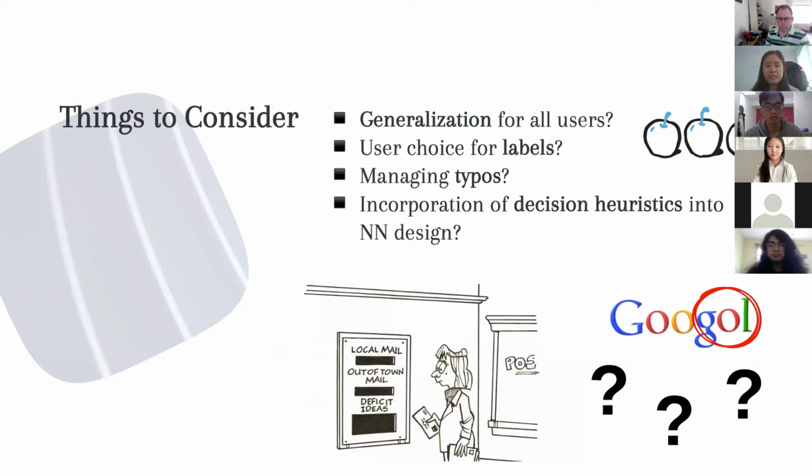Although we were able to achieve a reasonably good accuracy, there are still further things to consider for improving our model and for implementing it in an actual application, with generalization for all users and additional design features, such as letting users choose their own labels.